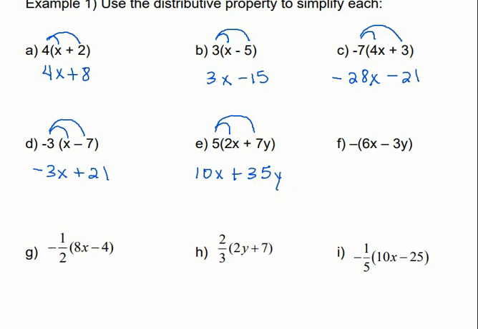Okay, for F, we just have a negative sign in front of the parentheses. That's the same thing as a negative 1. So if I multiply a negative times a positive, that gives me a negative 6x. A negative times a negative is a positive 3y.